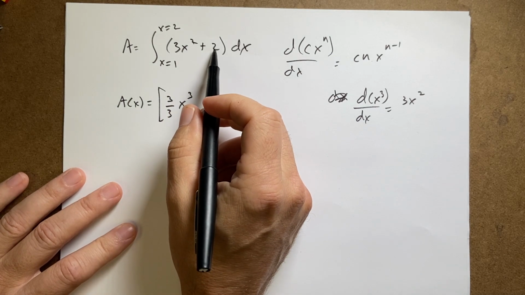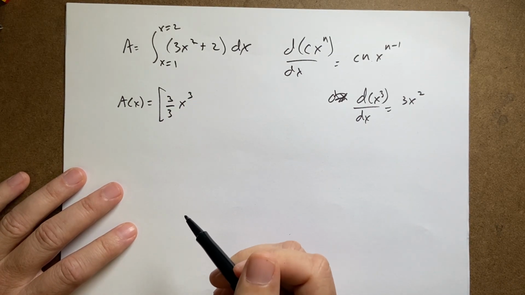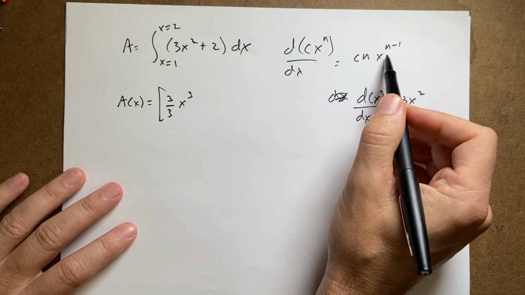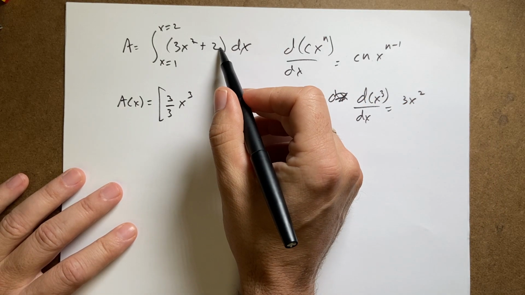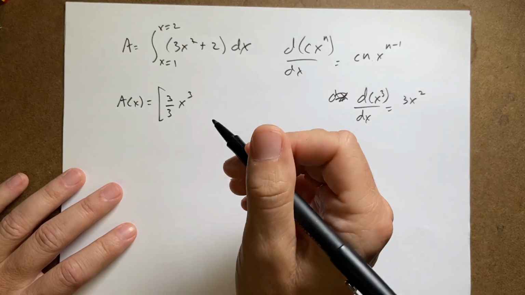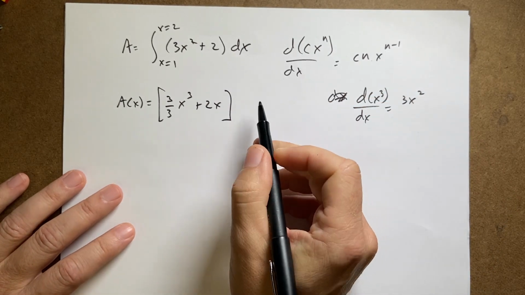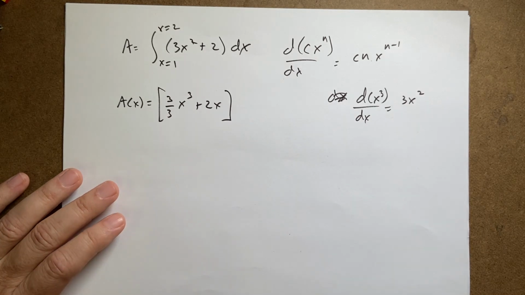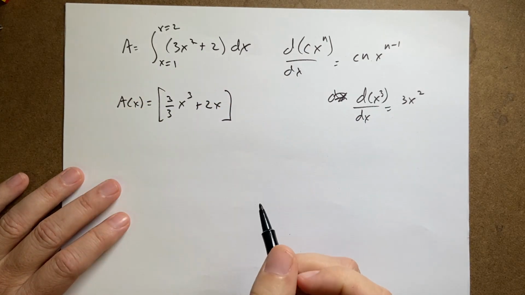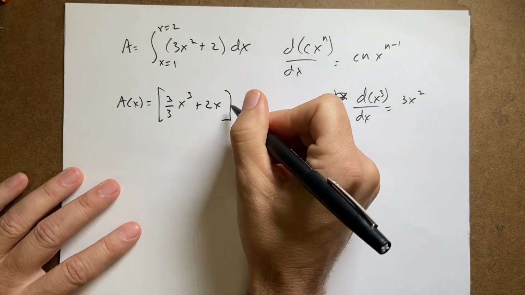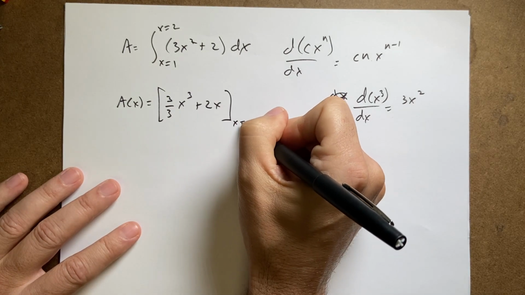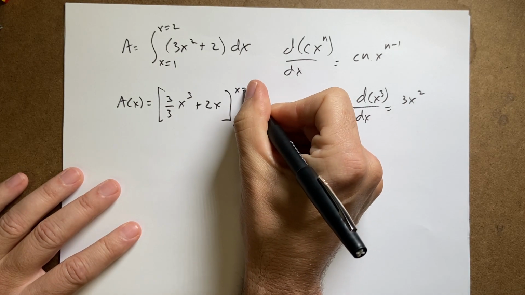Now, what's the antiderivative for 2? What do I take the derivative of and it gives me 2? I again can use the power rule, because here I have x to the 0. So I add 1 and I get x. I divide by 1, so I get plus 2x. Now, you could add a constant in here too, right? But if I'm using limits of integration, I don't have to do that. So I'm just going to evaluate this from x equals 1 to x equals 2.